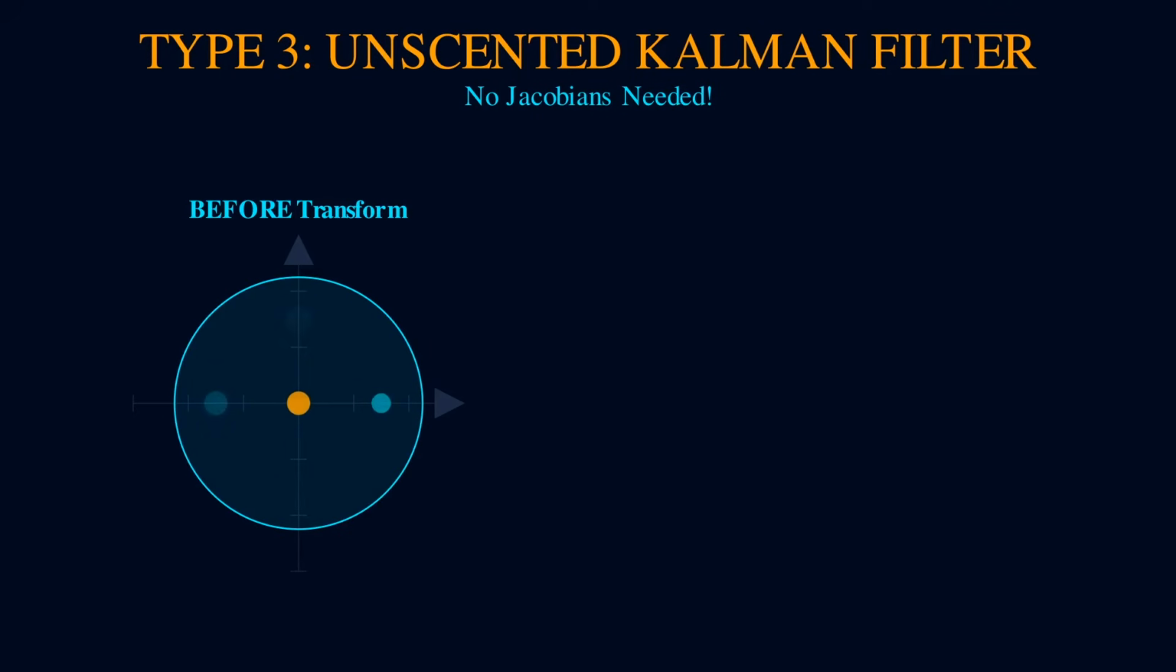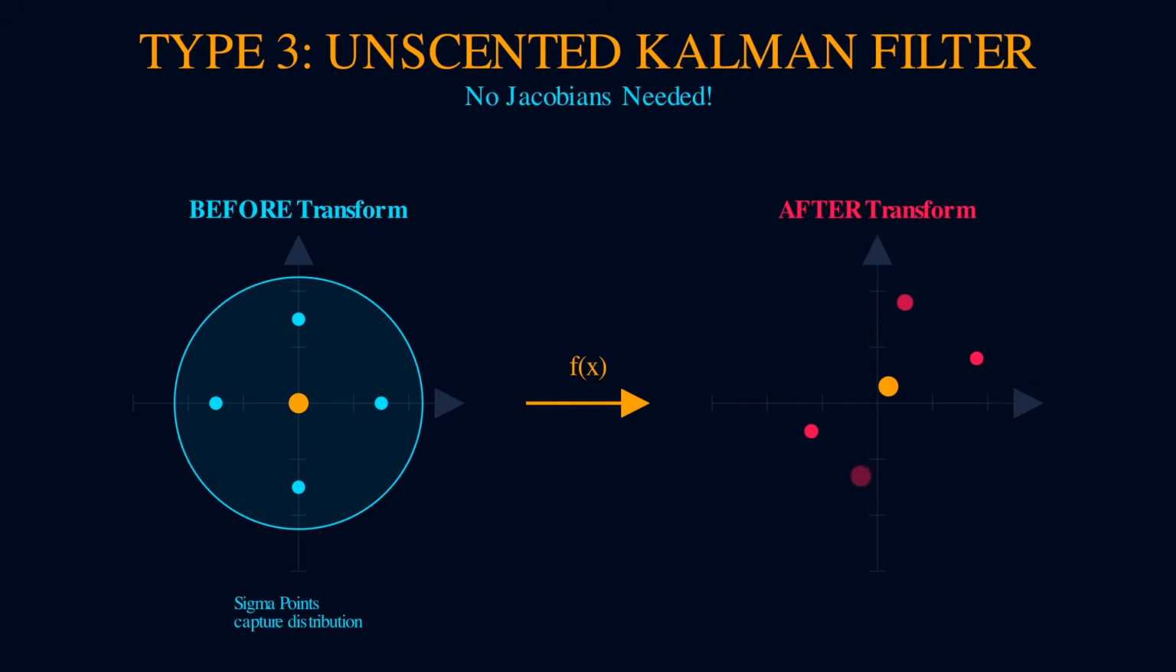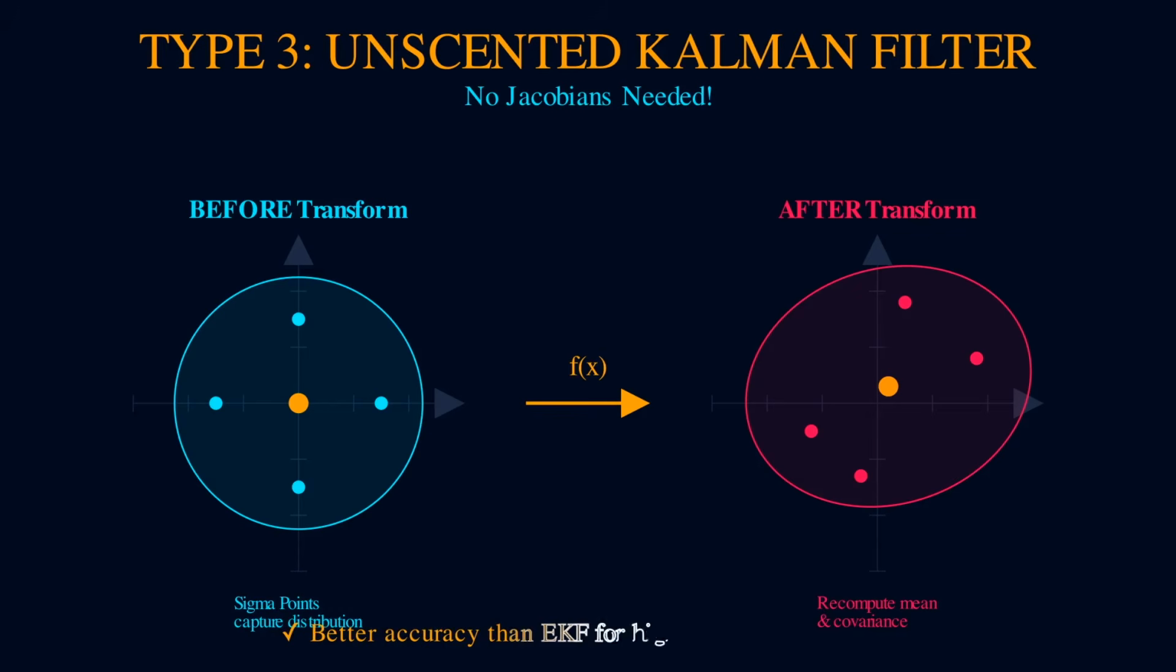For highly nonlinear systems, there's an even better approach: the unscented Kalman filter, or UKF. Instead of linearizing, it uses a clever trick called sigma points. These carefully chosen points capture the mean and spread of the current distribution. Each sigma point is passed through the nonlinear function individually. After the transformation, the mean and covariance are recomputed from the transformed points. No Jacobians are needed, and the UKF provides better accuracy than the EKF for strongly nonlinear systems.